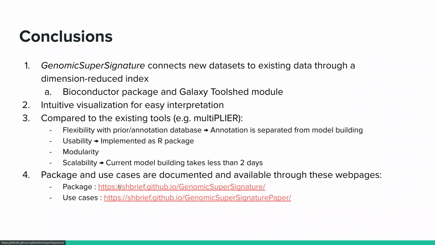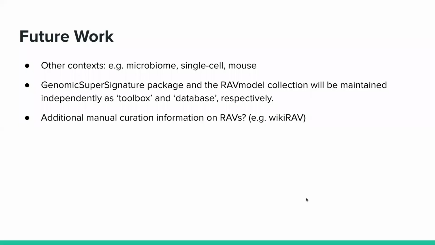The package source is on Seyoon's GitHub page, and all of the use cases presented here and in this paper are done reproducibly on this nice genomic supersignature paper repo.